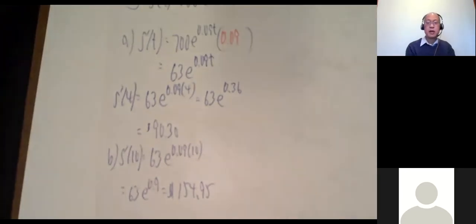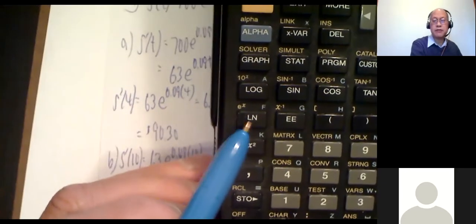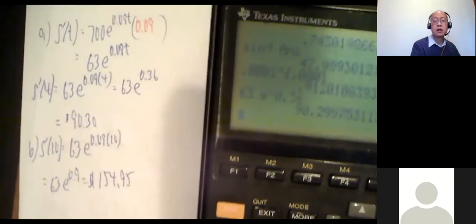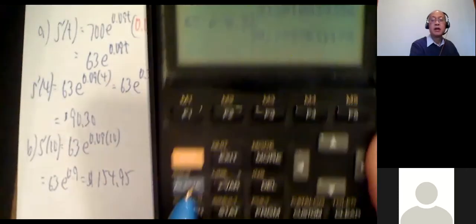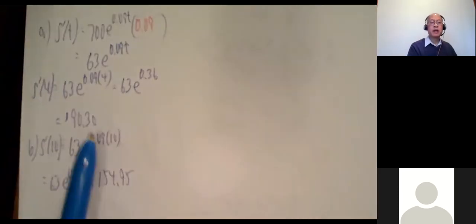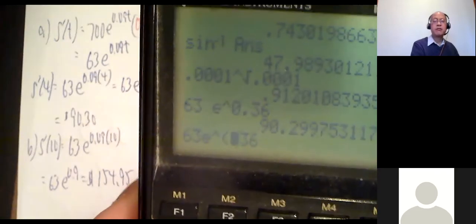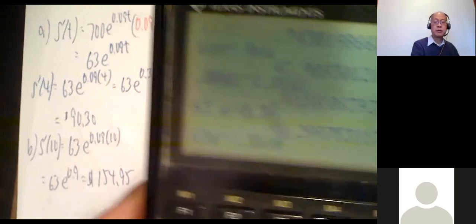On almost all calculators, e to the x is above the ln x. So second function, e to the x, 0.36. 63 e to the 0.36 is about $90.30 rounded off. So 90.299 to the nearest penny is $90.30. And a reminder for those of you, when you hit the exponential, it might show up with a left paren. If your calculator automatically gives you that left paren, then you should close it with a right paren.